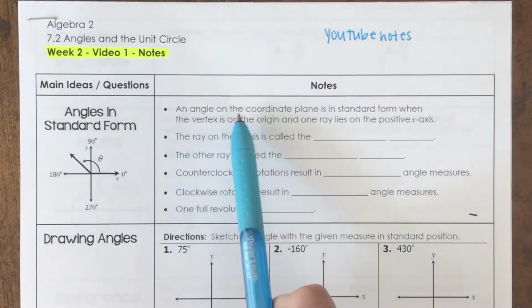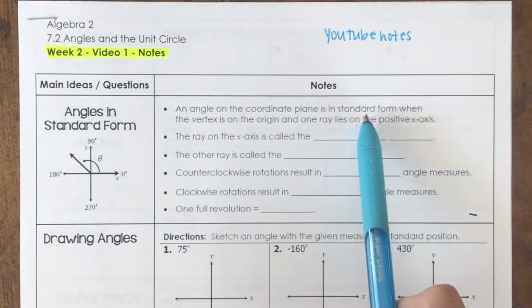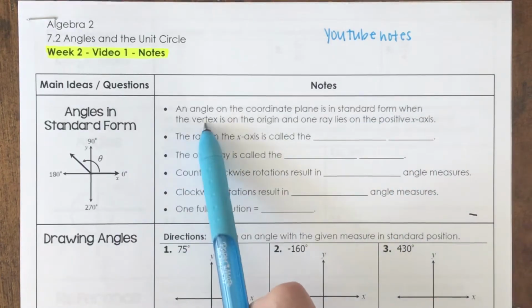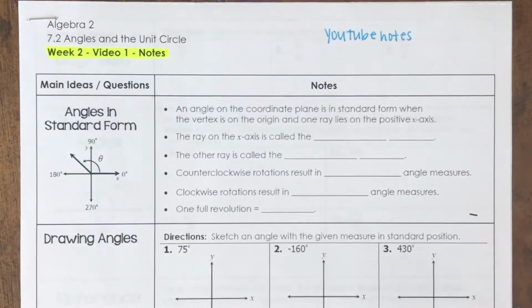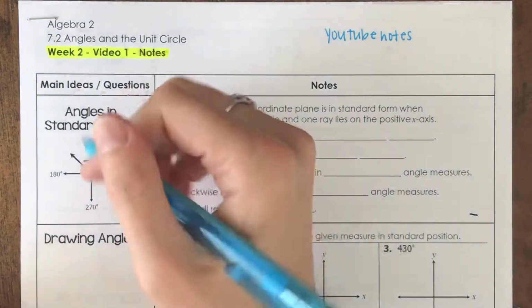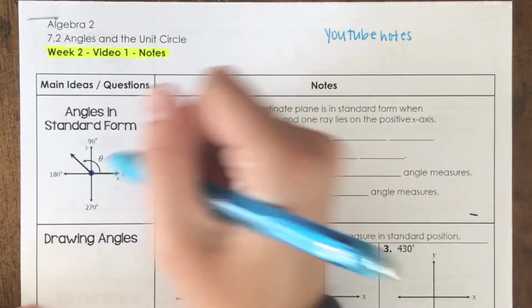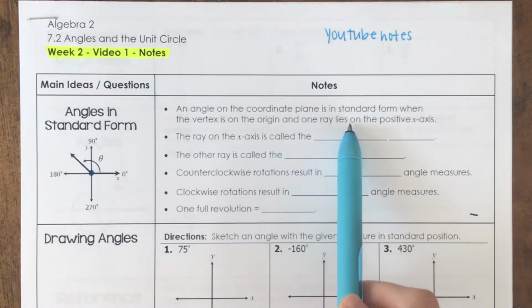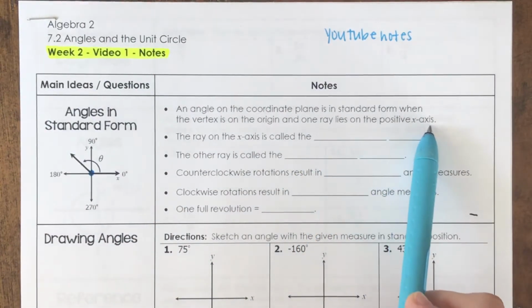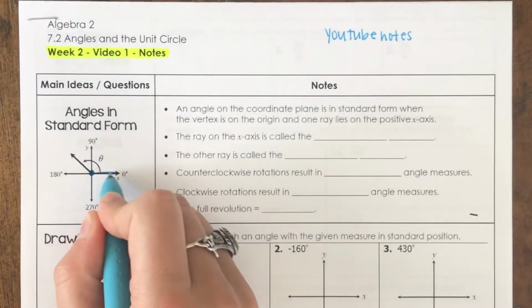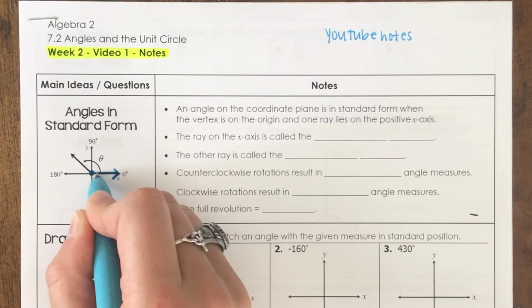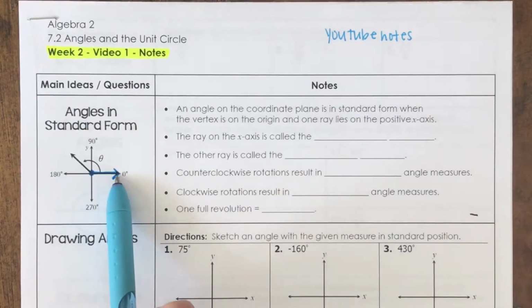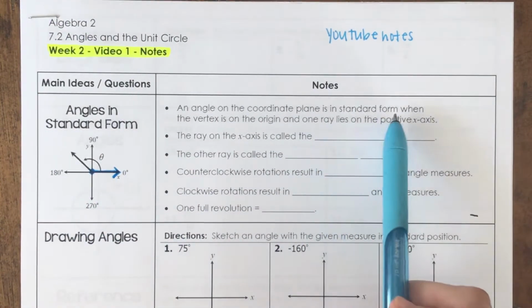Now, an angle on the coordinate plane is in standard form when the vertex is on the origin. Vertex means the point where my two rays come together, the origin 0, 0 in the center. And one ray lies on the positive x-axis. So here's the ray that's on the positive x-axis. As long as an angle starts here, that means it's in standard form.